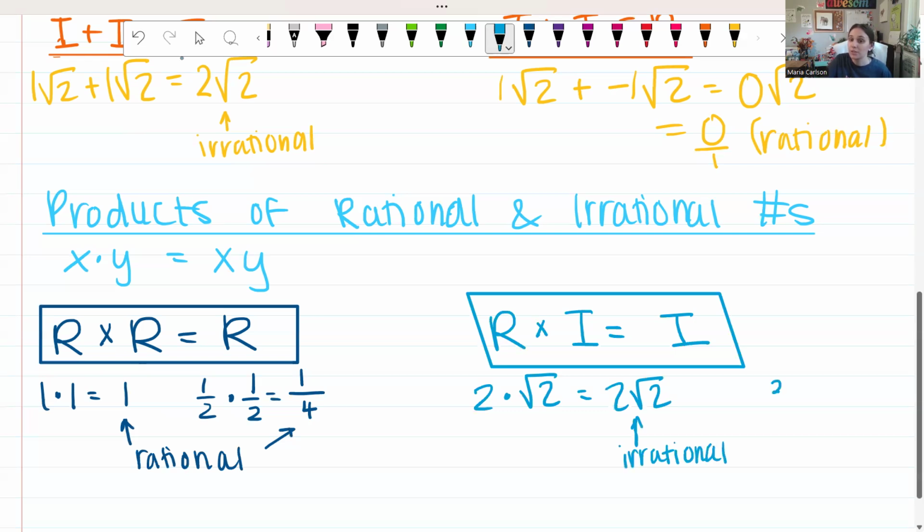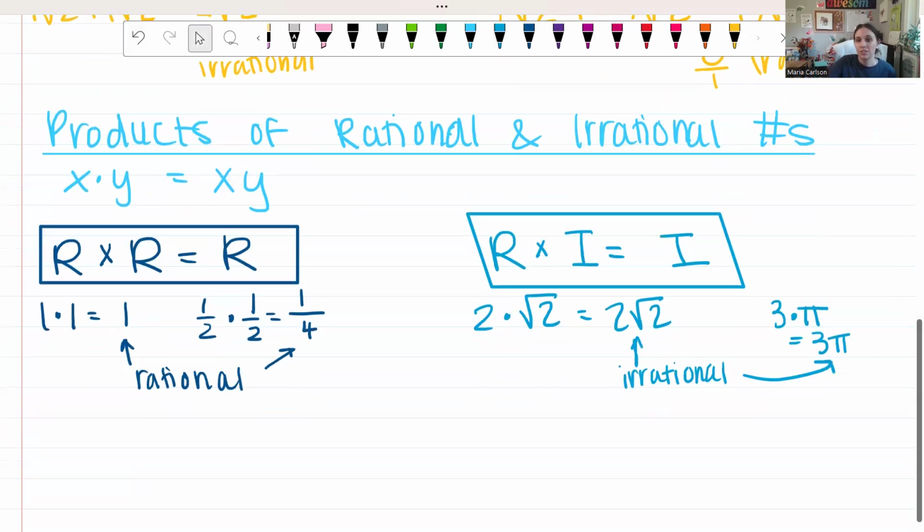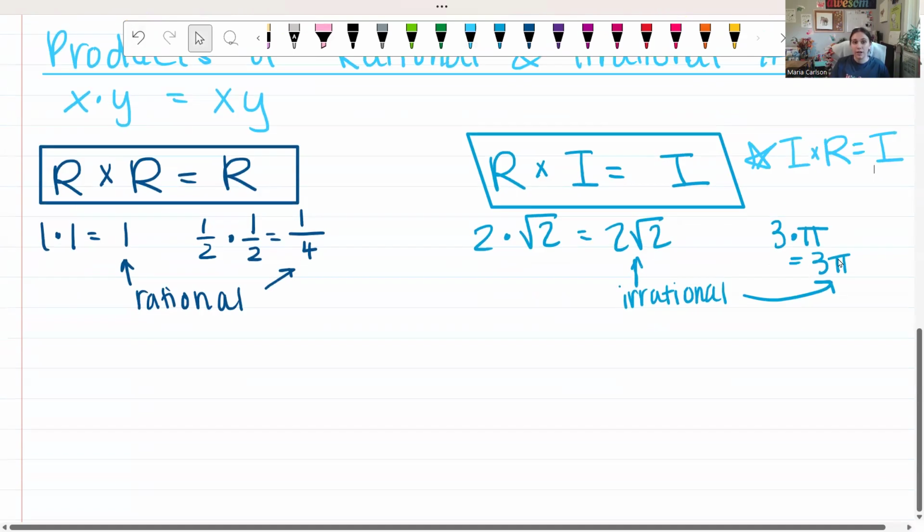Also, if you multiplied 3 times pi, you just get 3 pi, which is irrational. So a rational times an irrational, which you could also write as an irrational times a rational, you can flip the order, but still, if you have one rational and one irrational, it's going to turn out irrational overall.